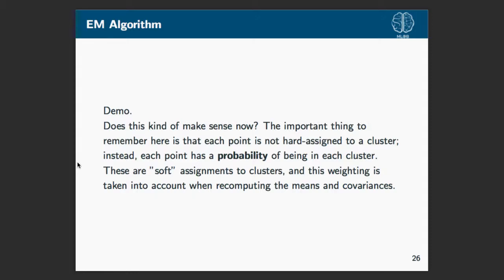For every data point, you're going to say, what's the probability of being in cluster 1? Probability of being in cluster 2? Probability of being in cluster 3? Etc. Does this kind of make sense? So it's like a varying scale now. You're not assigning it, but you're computing the probability. And then when you compute the means and covariances, you're going to use these soft assignments, these probabilities, as weights to compute the means and the covariances.